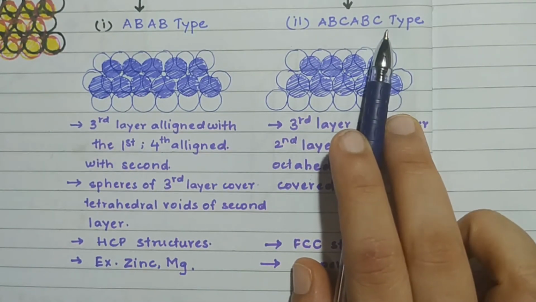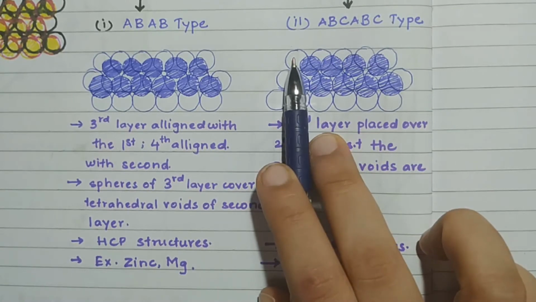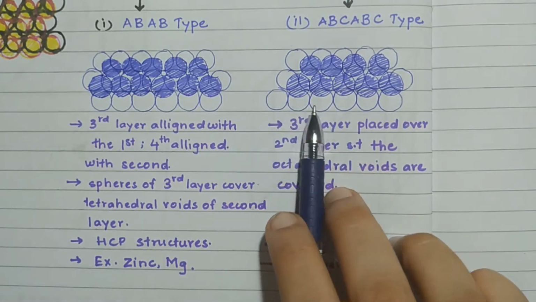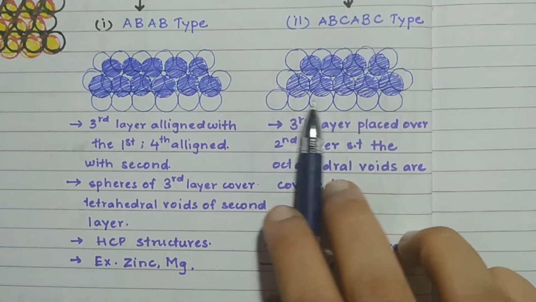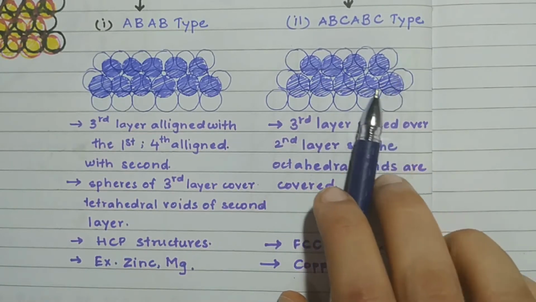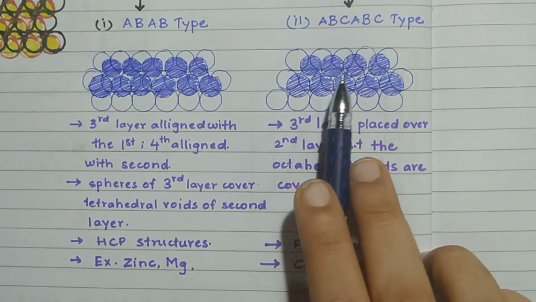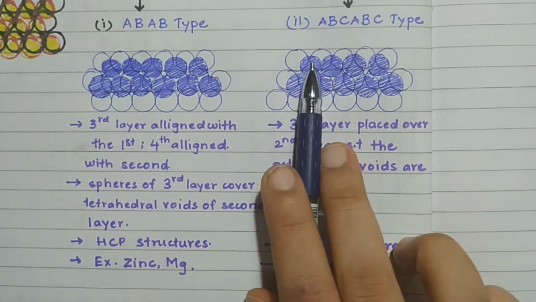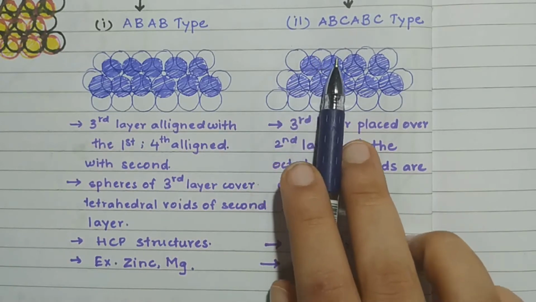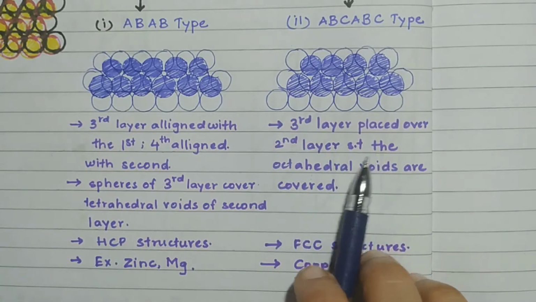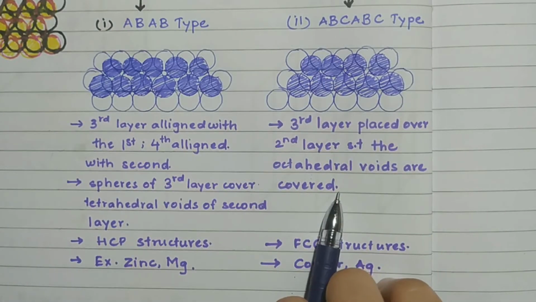So what happens here is, this is the first layer, that is the spheres in the bottom layer. The second layer is placed above on the tetrahedral voids formed on the first layer, and the third layer is placed over the second layer. So it is not placed on top of the first layer, it is placed on the second layer such that the octahedral voids are covered. Okay, now you know what octahedral voids are.